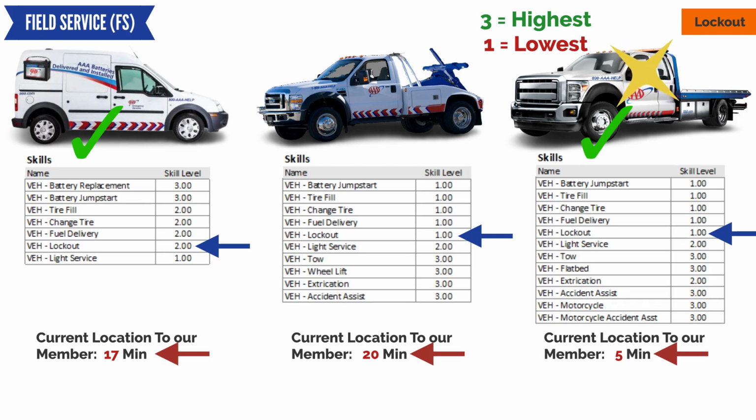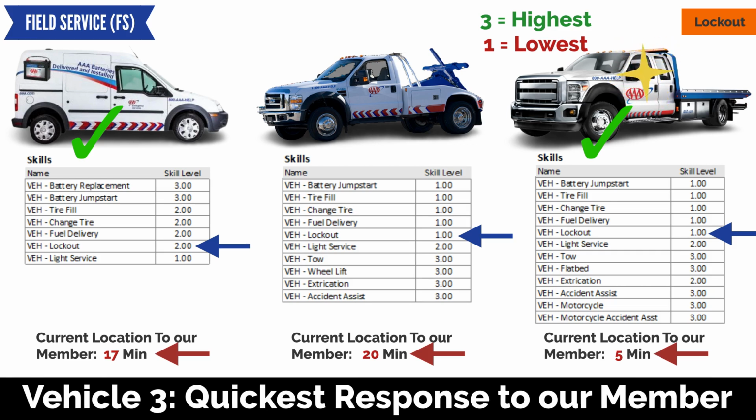Although you would think that because vehicle number 1 has a higher score and is better suited to do lockouts than vehicle number 3, it is ultimately the total travel time that resulted in vehicle number 3 being dispatched to the lockout call.